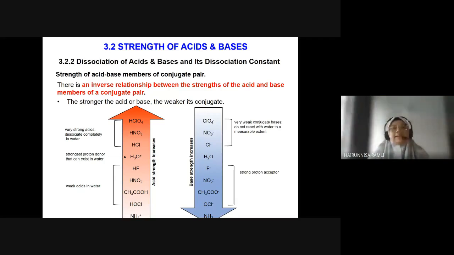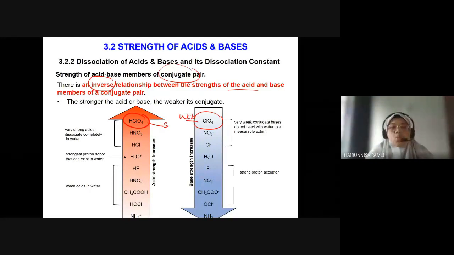Okay, so here the relationship with its conjugate pair, okay, there is an inverse relationship between strength of acid and base members. For example, macam ni. We know that HClO4 is a strong acid. So, dia punya conjugate base dia apa? ClO4 minus. ClO4 minus adalah conjugate base kan? So, bila dia strong, ni akan jadi weak conjugate base. Maksudnya partner dia tu akan weak. Kalau acid you strong, conjugate base dia mesti weak. Ataupun kalau acid you weak, conjugate base dia adalah strong.